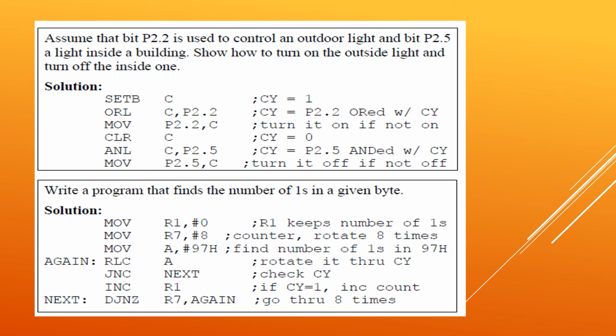What is the output? P2.2 is the outside light. It is always on at present. This is our situation when we are entering outside. So we want the outside light on and the inside light off. Therefore we have made the outside light 1 by ORing it with the carry bit set, and the inside light 0, that is off, by ANDing it with carry bit 0. In this very simple manner we can program.